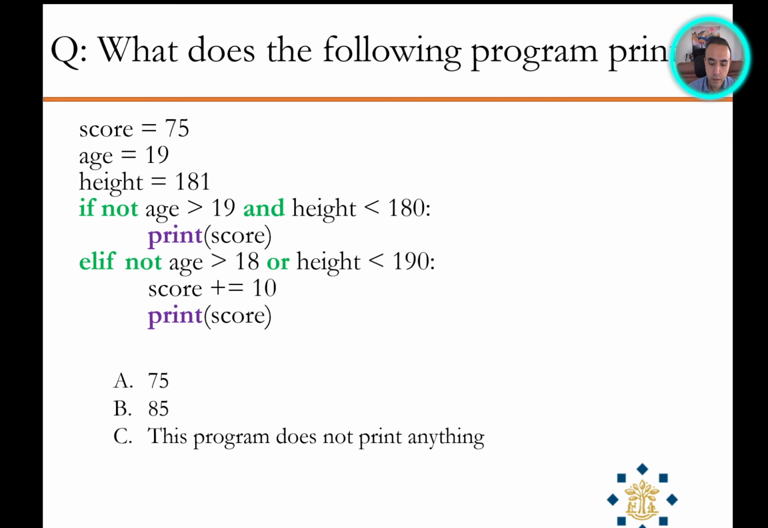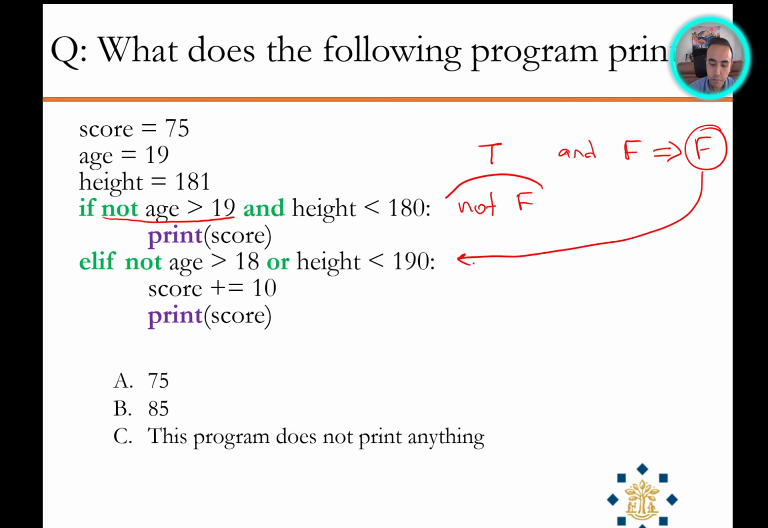We have, okay, so this one is not age. So let me actually put not age greater than 19, not false. So a not false is actually true. And 181 less than 180, this is a false. True and false is actually false. So we go to else if part.